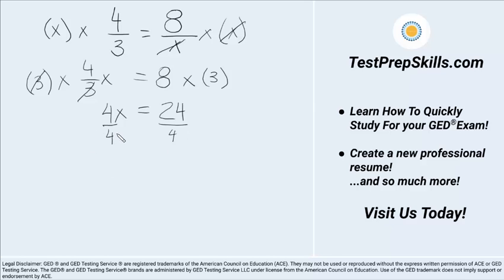Okay, so let's simplify the left-hand side. We have 4 divided by 4, that's just 1. So that's going to give us 1 times x, or simply x. And that's going to be equal to 24 over 4. Or remember what I said, a fraction is a division, right? It's just a division we haven't done yet. Well, 24 divided by 4 is 6. So our answer is x equals 6.